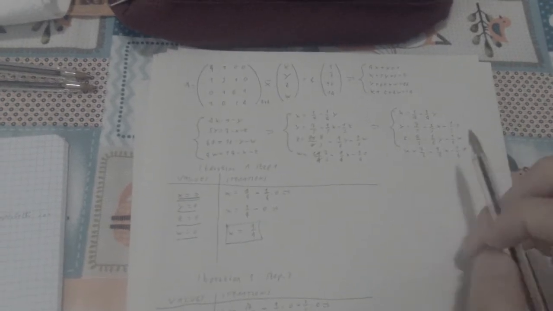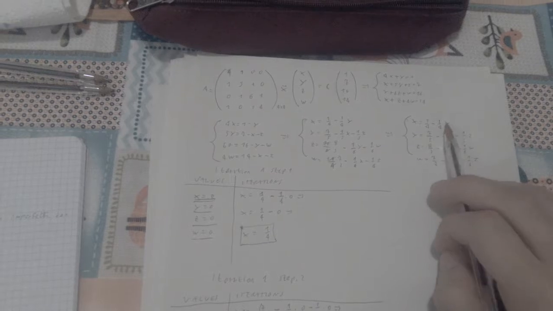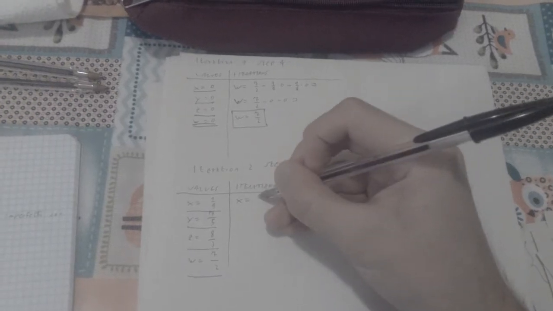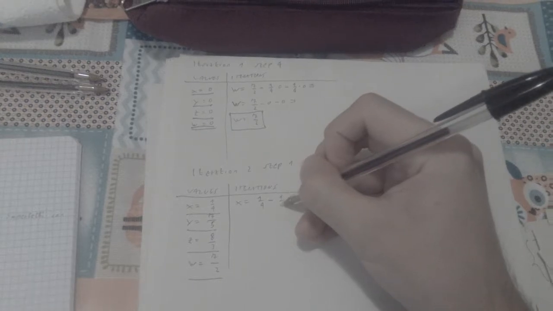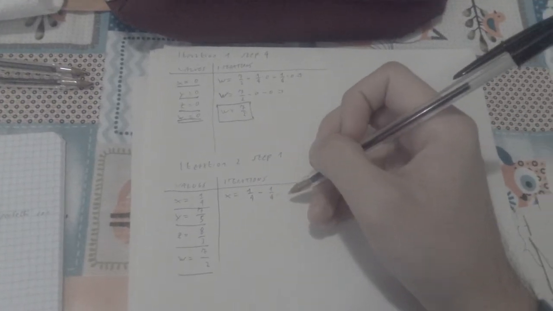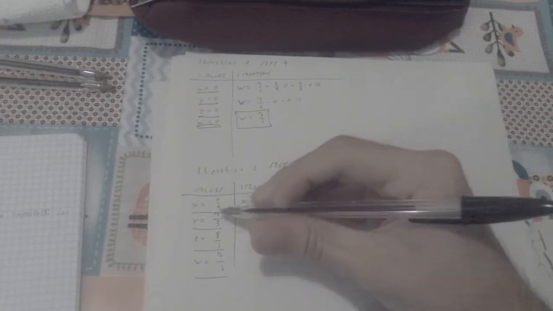All right, so x is actually going to be equal to 1 over 4, which is a scalar, it's not dependent on anything, minus 1 over 4 y, so it's dependent on y. Therefore, x is going to be equal to 1 over 4, the scalar, minus 1 over 4 times 7 over 5, which is y.